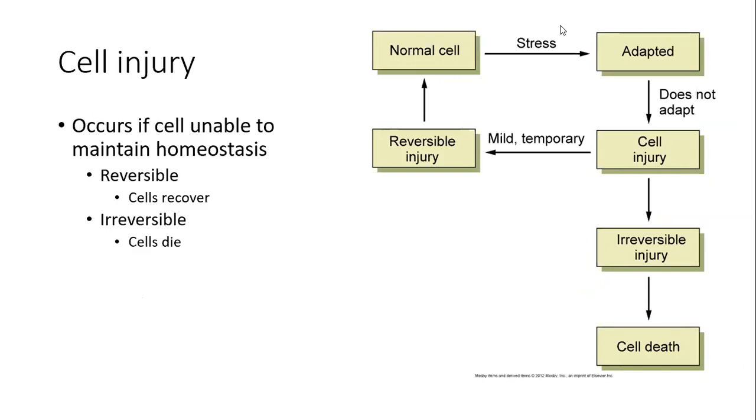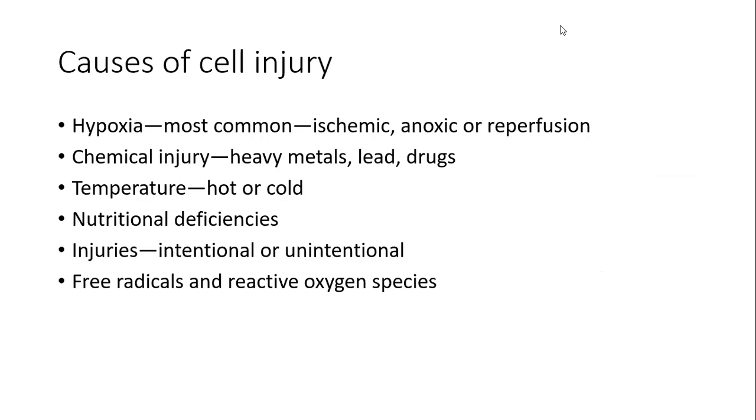So here's kind of the big picture. There's a normal cell, there's stress, the cell adapts to the stress, and in that case, homeostasis is maintained. But if the stress is persistent, then there's irreversible cell injury and the cells die. So: draw on reserves, adapt, or die. So here are some things that cause cell injury. Hypoxia is the most common.